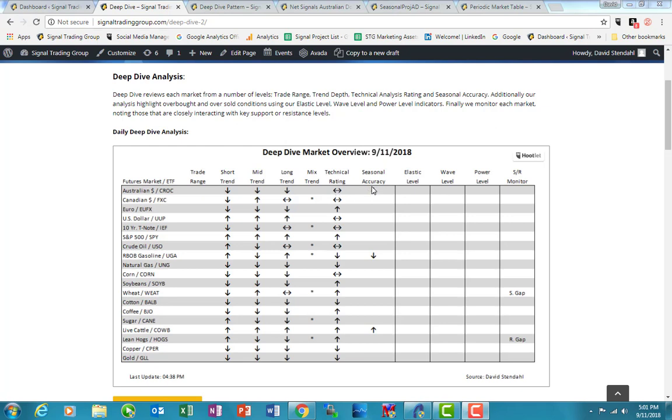Now the seasonal accuracy is still negative, which corresponds obviously with the trends themselves, but there's going to be a little bit of a bounce and then another retracement to the downside. So we're going to spend a little time looking at the seasonal accuracy.